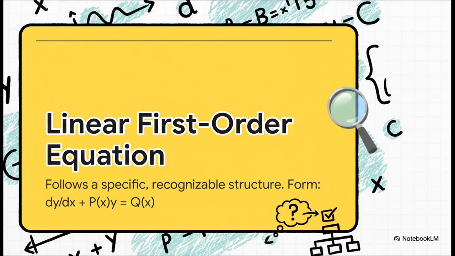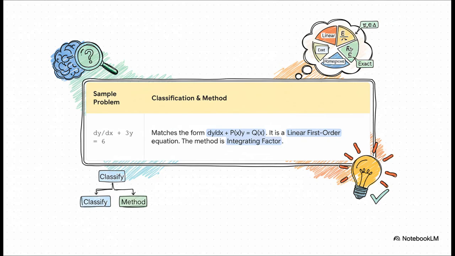Okay, next in our toolkit is a really common one, the linear first-order equation. This one is all about pattern recognition. You are literally looking for this exact structure. You've got your dy/dx, then you've got some function of x, let's call it p of x times y, and that's all equal to some other function of x, q of x. And this example shows you the power of this perfectly. Look at dy/dx plus 3y equals 6. Does it match that standard form? Absolutely. Your p of x is just the number 3, and your q of x is 6. You don't have to guess. You know with 100% certainty that this is linear first order, and the tool for that is the integrating factor.